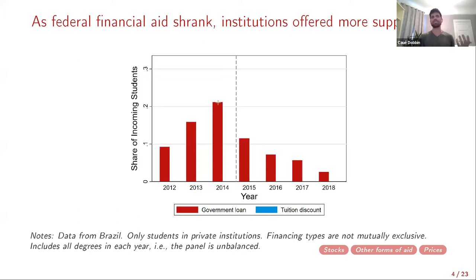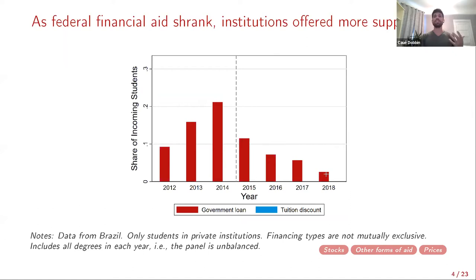But on top of that, from these changing rules, it was clear that this drop would continue. And you see that with these new rules, we went from 22% of incoming students in 2014 all the way to about 4% in 2018. So it was a very big change in the availability of financial aid in Brazil.